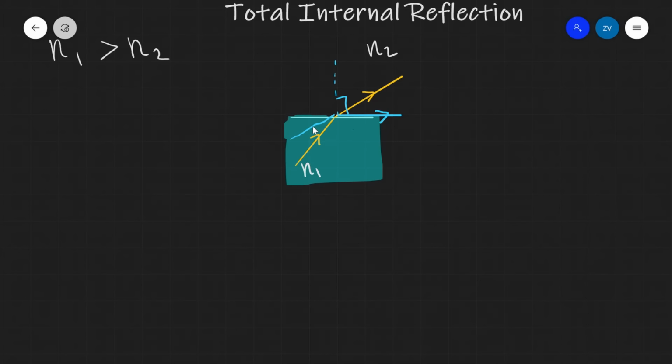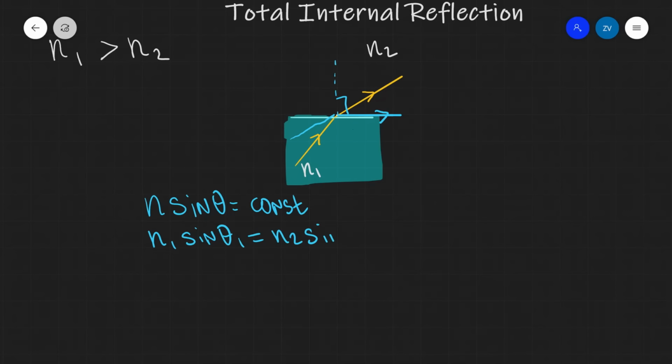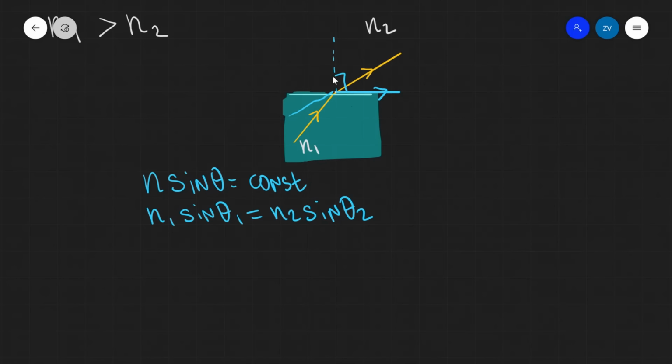Let's derive a formula for the critical angle beyond which we get total internal reflection. I'm going to start off with Snell's law, which is that n sine theta is equal to a constant. Remember, this means that n1 sine theta 1 is equal to n2 sine theta 2. In this case, theta 2 is 90 degrees, as we can see. So I'm going to write that n1 sine theta 1 is equal to n2 times the sine of 90 degrees.